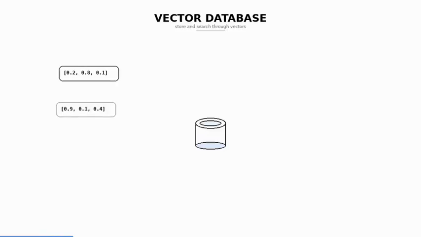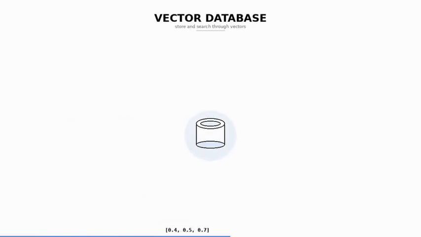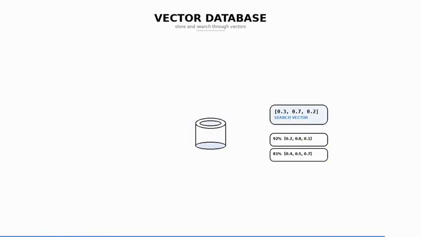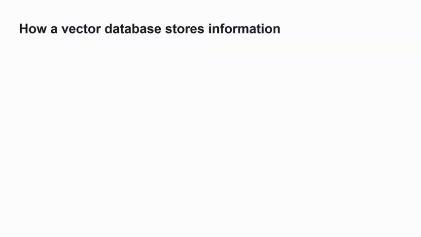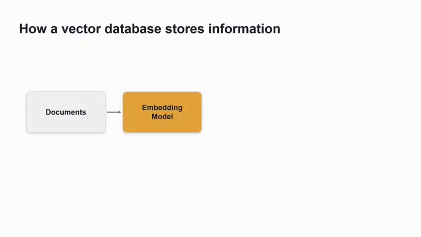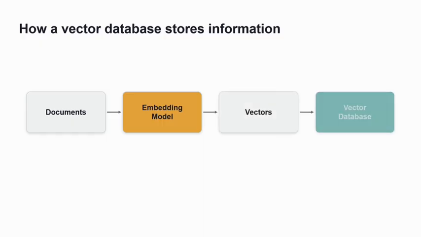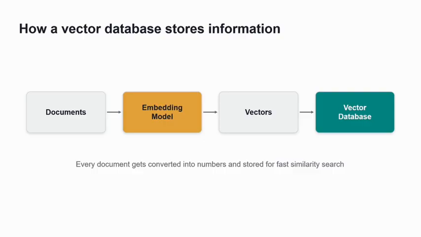A vector database is designed to store and search through these vectors effectively. When you upload a document, your document gets converted into embeddings. These embeddings are stored into database as vectors. When a user asks question, the question is also converted into vectors. And that is how vector database is able to find the closest meanings and closest matches using the vectors.